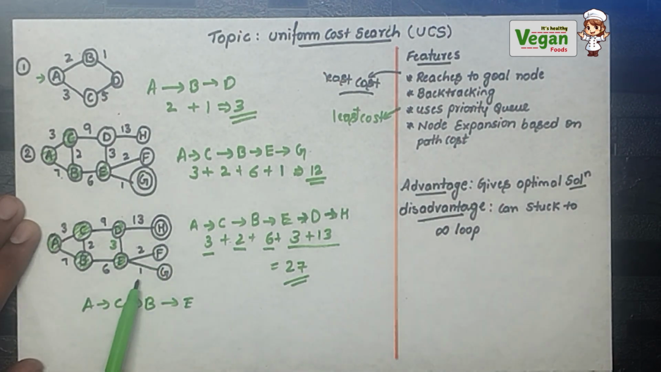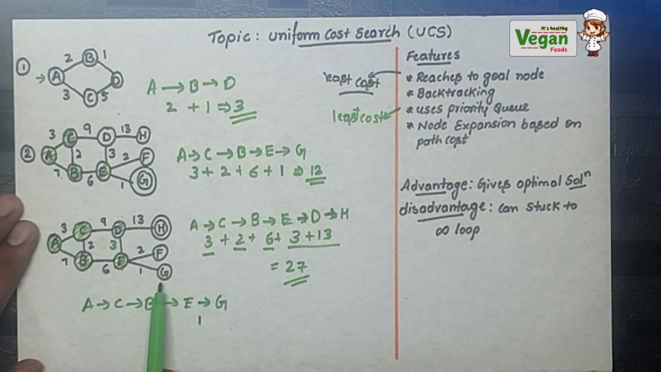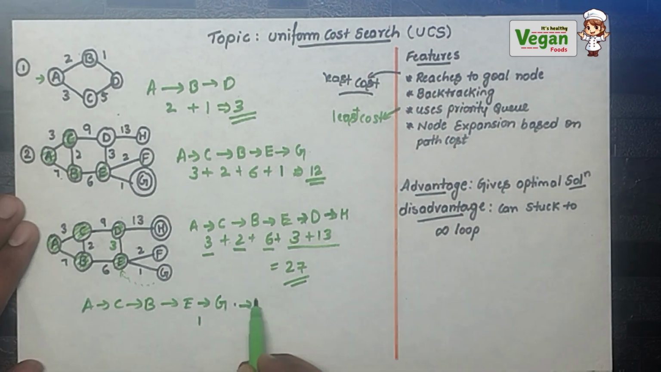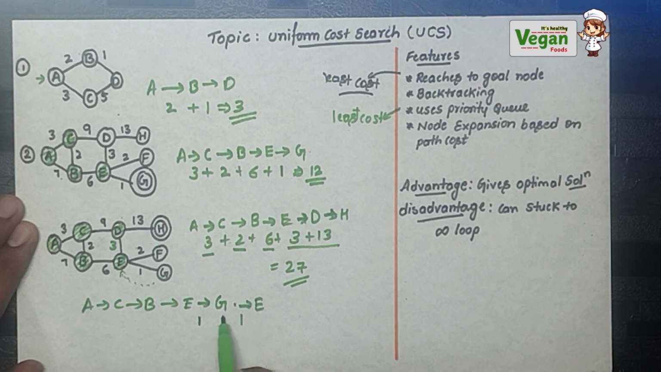But if you see the least cost, from E to G it is there. So I will be moving from E to G with the cost 1. But it is not my goal state. I can't reach the goal state from G either. So what will I do? I will backtrack to E. What is my cost? Again plus 1.